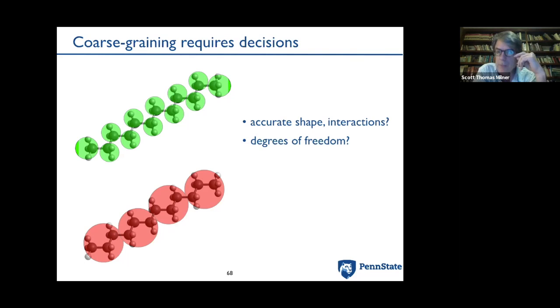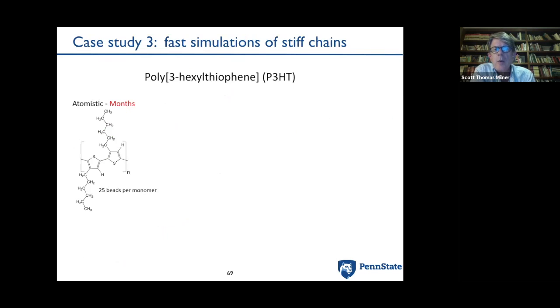Which brings me to the last case study, and indeed the last topic of the short course, which is work in progress of Pooja Agarwala, our other TA, who has been helping out yesterday and today. This has to do with simulating the relatively stiff sorts of chains that are of interest for semiconducting polymers and photovoltaics and so on. An example of that is poly-3-hexylthiophene, for which this is a repeat unit.